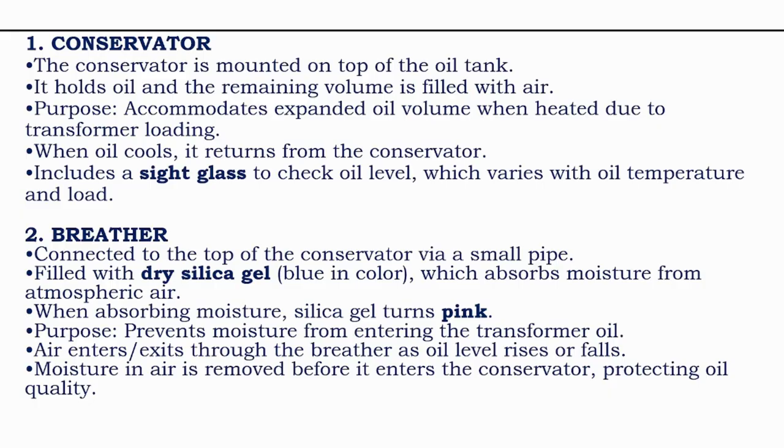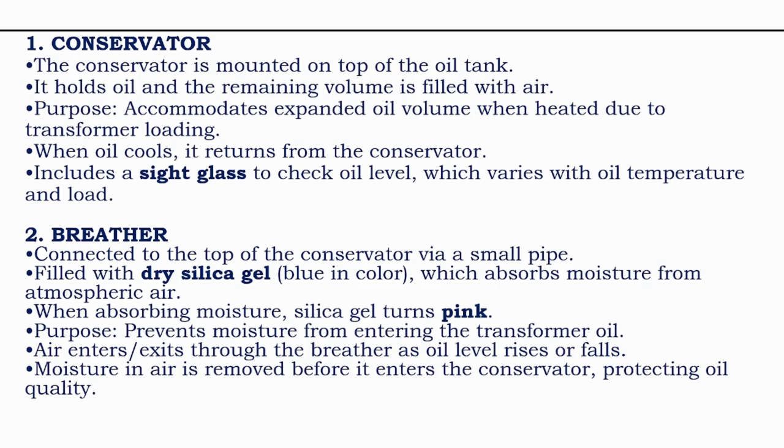What are the parts of a transformer? The first one is the conservator. The conservator is mounted on top of the main tank. The transformer has one main oil tank. Inside this oil tank, there are primary and secondary windings. On top of this oil tank, the conservator is mounted. It is filled with two-thirds oil, and the remaining volume is filled with air. Why the remaining volume is filled with air will be explained later.